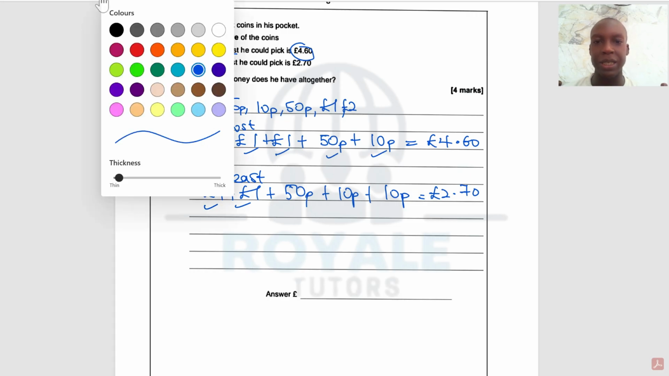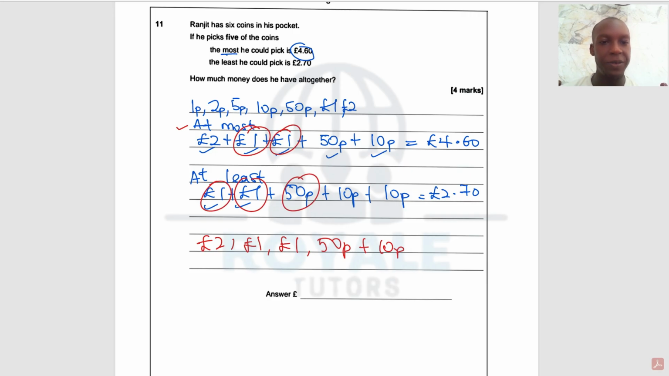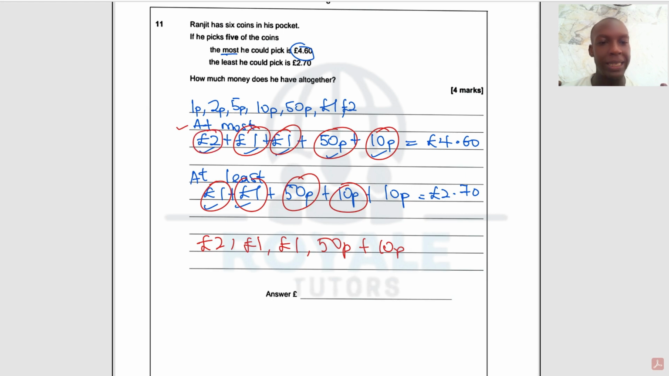So what does this mean? It means that 5 of the coins that we have for the at most, we have a £2 coin, a £1 coin, another £1 coin, a 50 pence and a 10 pence coin. So £1, £1, another £1, another £1, 50, 50, 10 and 10. You realize that 4 of these coins are the same. So the extra that made the difference was this £2 and this 10 pence.